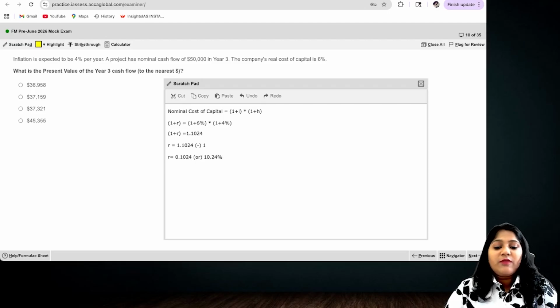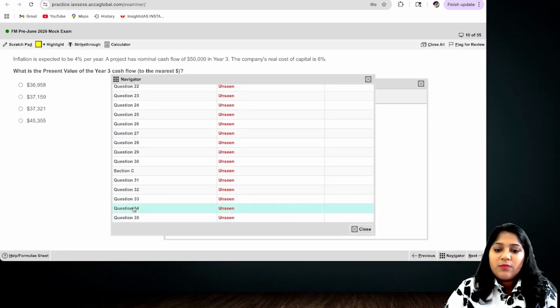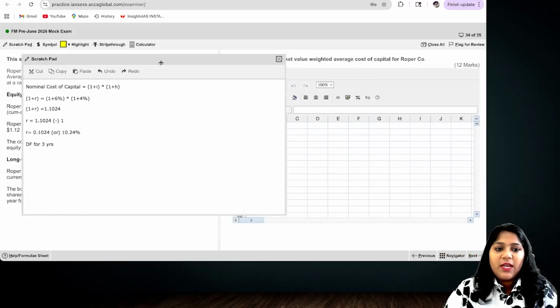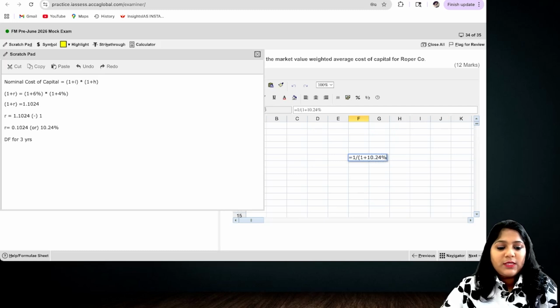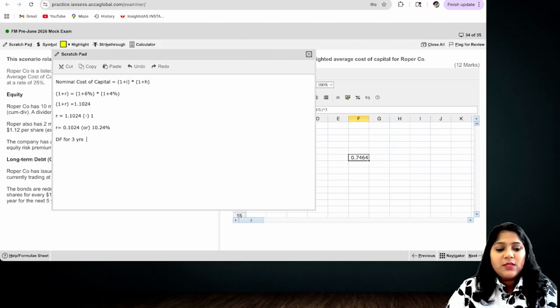So now how do we calculate? You guys should understand that first I need to calculate the discounting factor for 3 years. Don't use annuity factor or table here because it is not possible. Sometimes, ma'am, I don't know how to calculate. What will I tell you, guys? I will tell you to go to the navigator, go to some random question number 33 or 34, something like this. You'll get a spreadsheet. So what will I do? I'll use 1 divided by 1 plus 10.24% raised to the power 3. So I got the discounting factor, and the discounting factor here is 0.746.